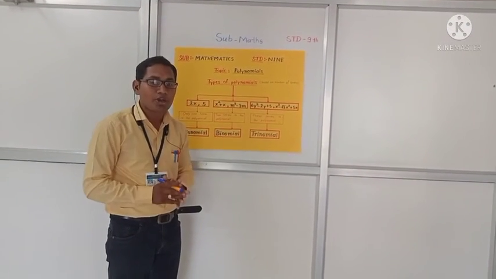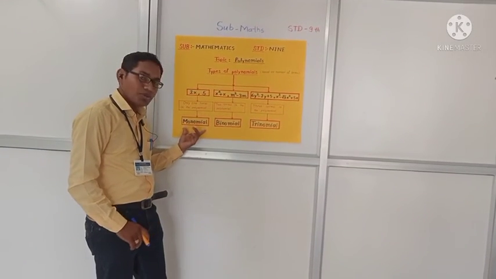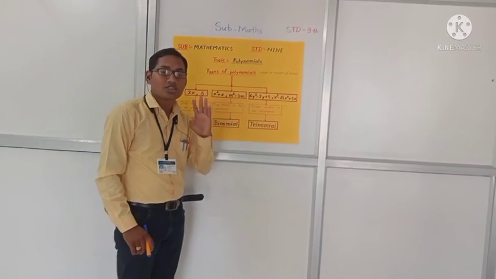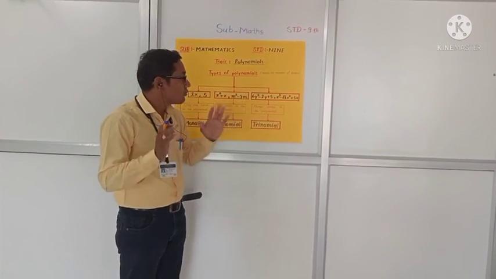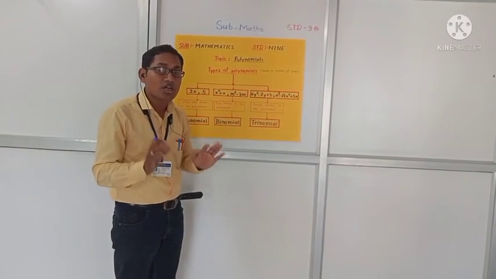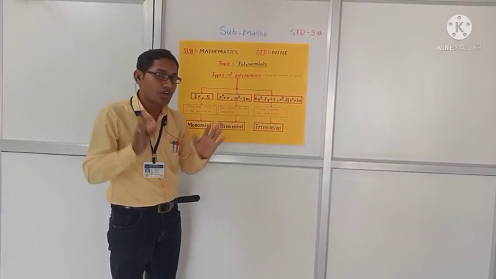Then, what are the types of polynomials? Monomial, binomial and trinomial. So, these are the three types of polynomials based on the number of terms. We only consider the number of terms. Do you understand this?